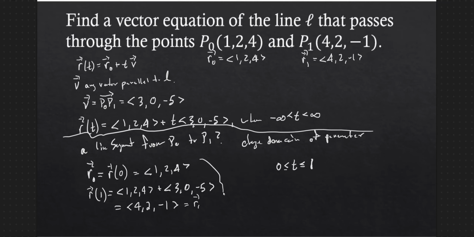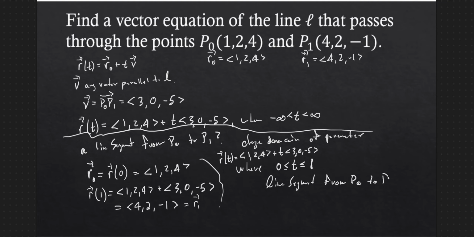So we would say r of t equal to 1, 2, 4 plus t times 3, 0, negative 5, where t goes between 0 and 1. This gives me the line segment from P0 to P1. And notice there's a direction to these things, right? As t increases, I'm moving along the line from P0 to P1.